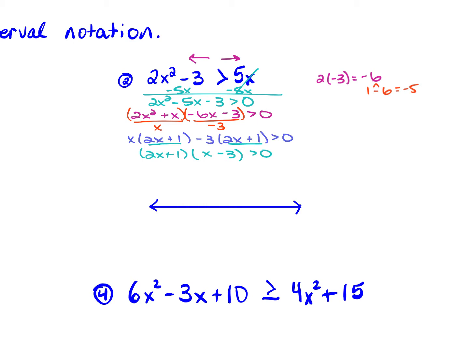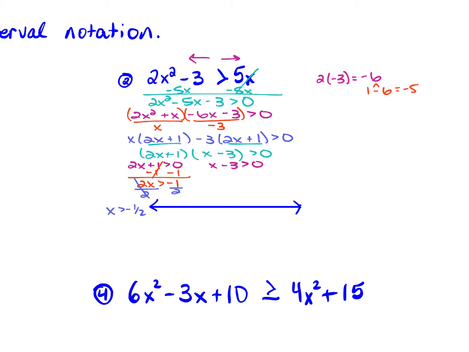If you continue with this and just solve it, you're going to have 2x plus 1 is greater than 0, as well as x minus 3 is greater than 0. So for the 2x plus 1 is greater than 0, subtract your 1 from each side. You get 2x is greater than negative 1. Then divide each side by the 2, and you get that x is greater than negative 1/2.